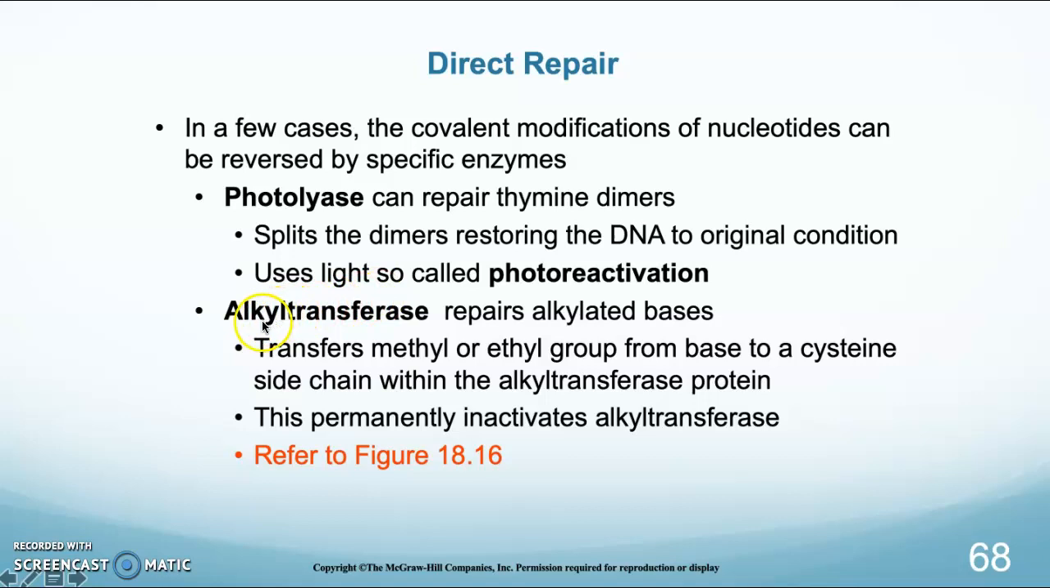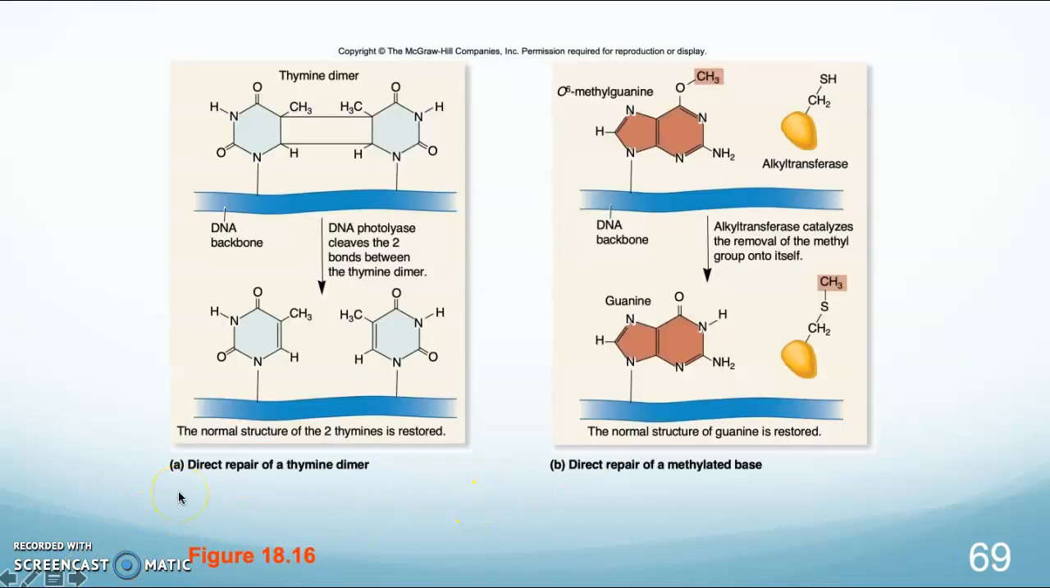There can also be alkyl transferase, which repairs these alkylated bases, and it can transfer the methyl or ethyl group from a base to a cysteine side chain within that protein, and then what this can do is permanently inactivate any alkyl transferase. And I think I have an example of that.